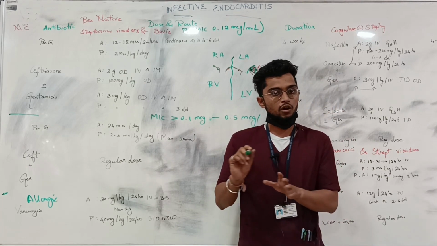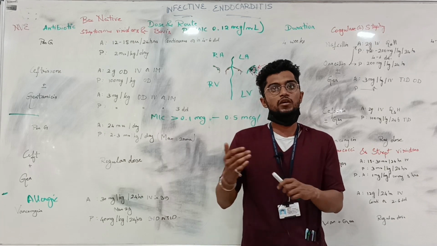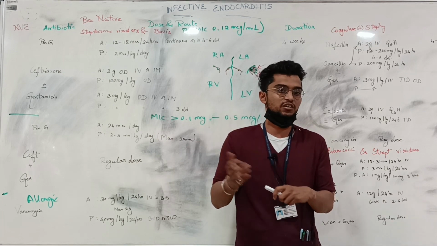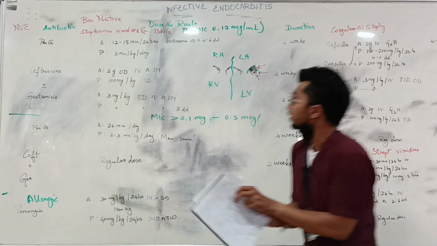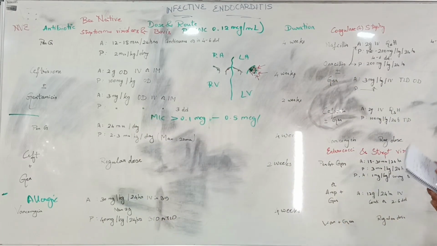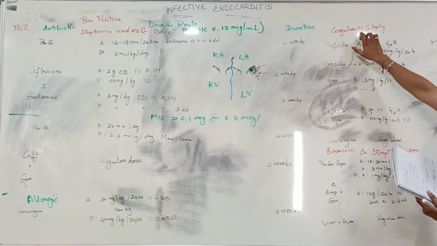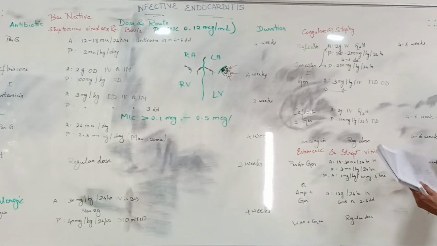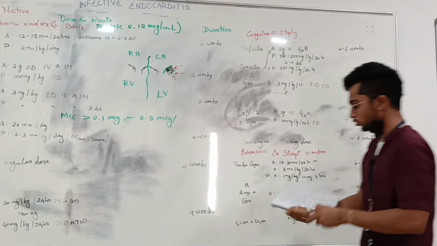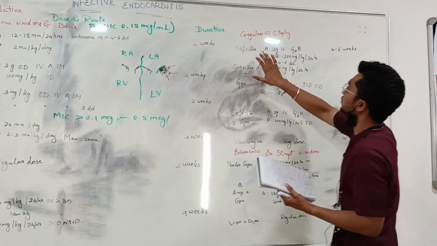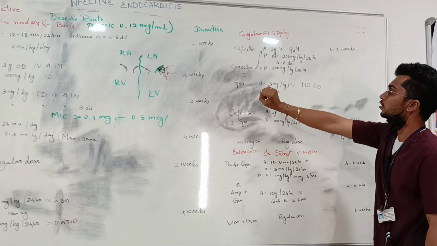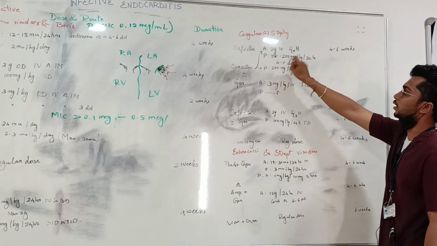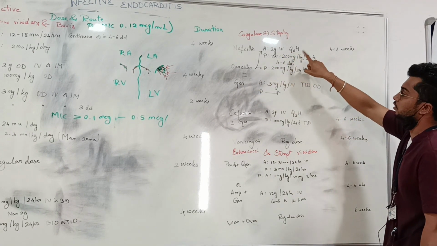That will help us to avoid red man syndrome caused by vancomycin. And the next common organism we find is coagulase positive staphylococcus. Again, for this the regimen we use is nafcillin, oxacillin plus or minus gentamicin. Nafcillin we use 2 grams IV every 6 hours.